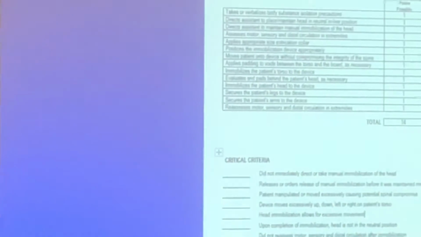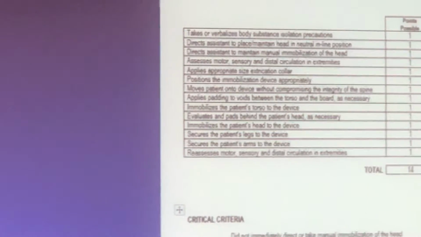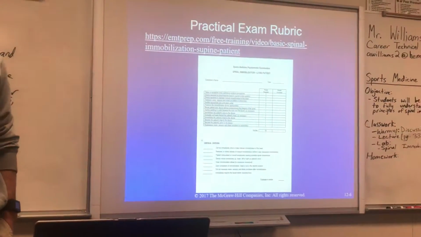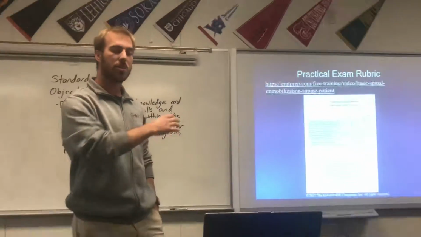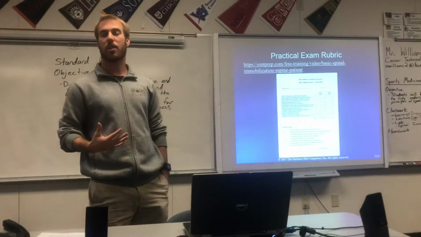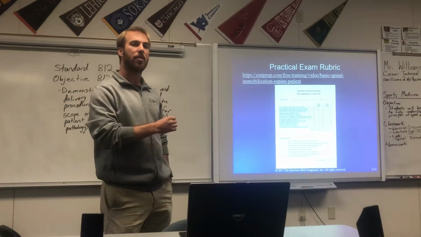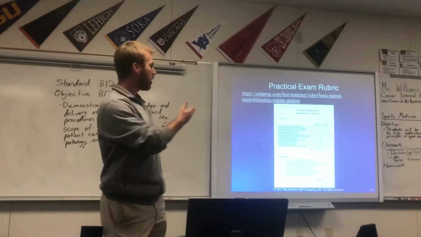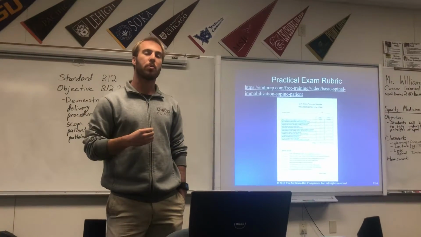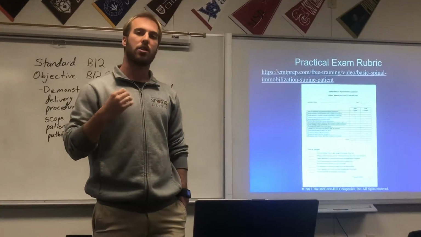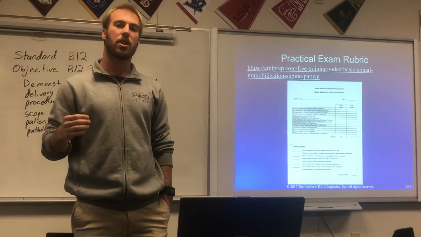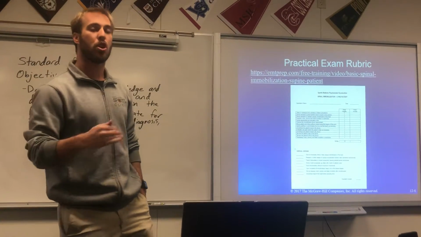So the rubric outlines exactly what they need to do for the skill, and it also is the same rubric that EMTs and athletic trainers are graded on while they are in school. So this rubric is industry standard for the students, and if they demonstrate proficiency, they get signed off on the skill, and they need to be able to perform this skill with a score of 80% or higher accuracy with 0 critical fails.